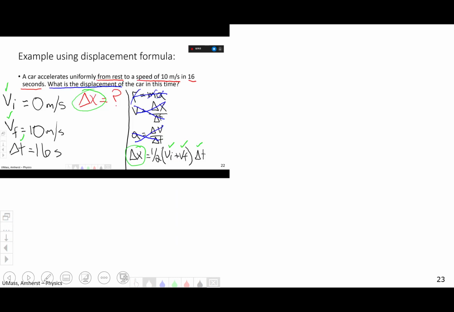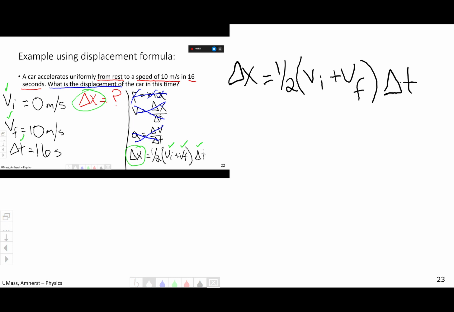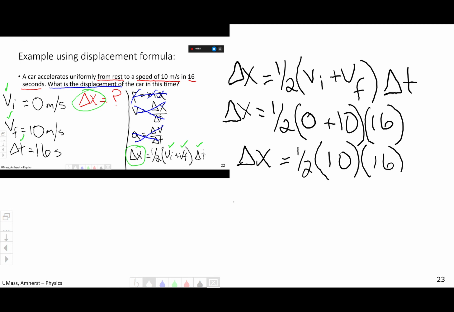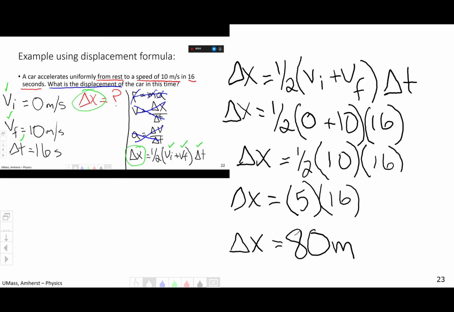So let's use that formula. Delta x equals 1/2 (vi plus vf) delta t. So delta x equals 1/2 times vi of 0 plus vf of 10, times delta t of 16. That gives us a delta x of 1/2 times 0 plus 10, which is 10, times 16. Delta x equals 1/2 of 10, which is 5, times 16. Delta x equals 5 times 16, which is 80 meters.